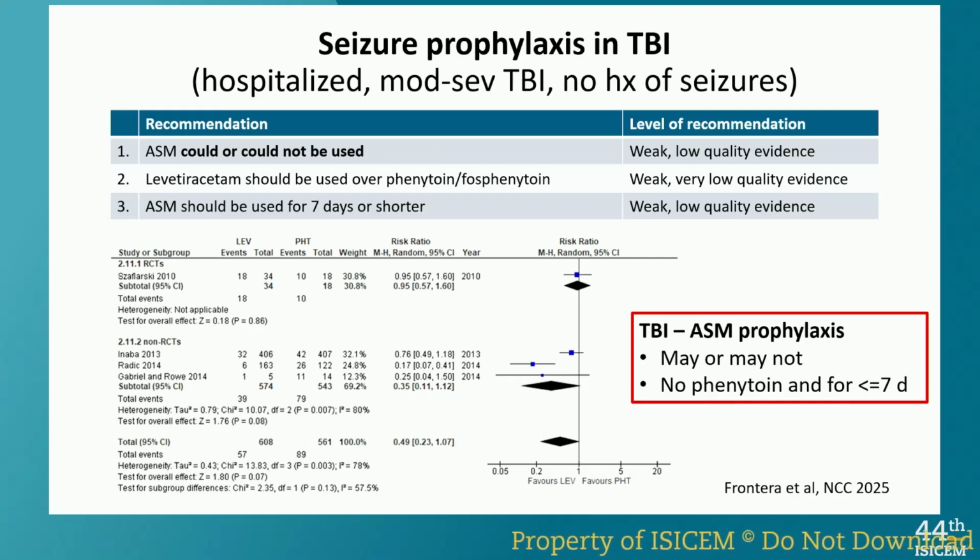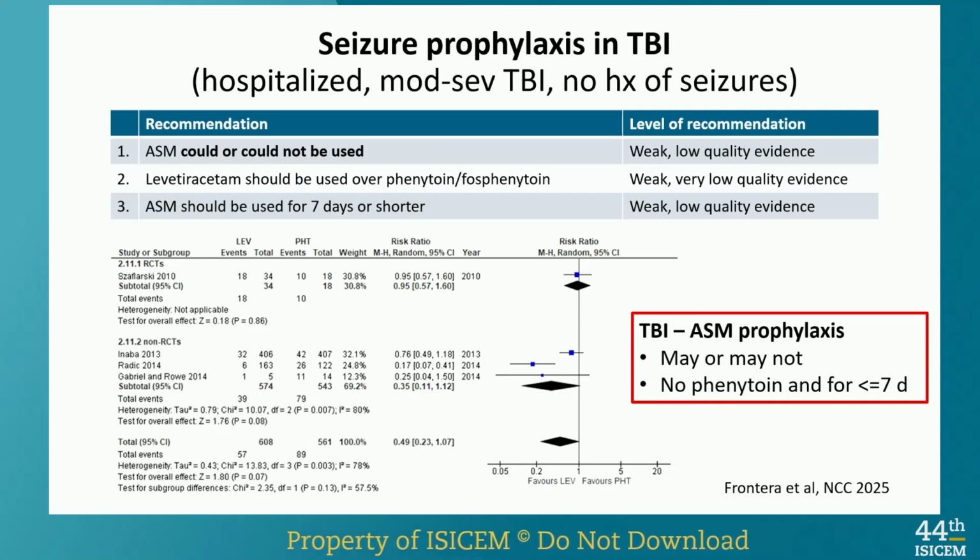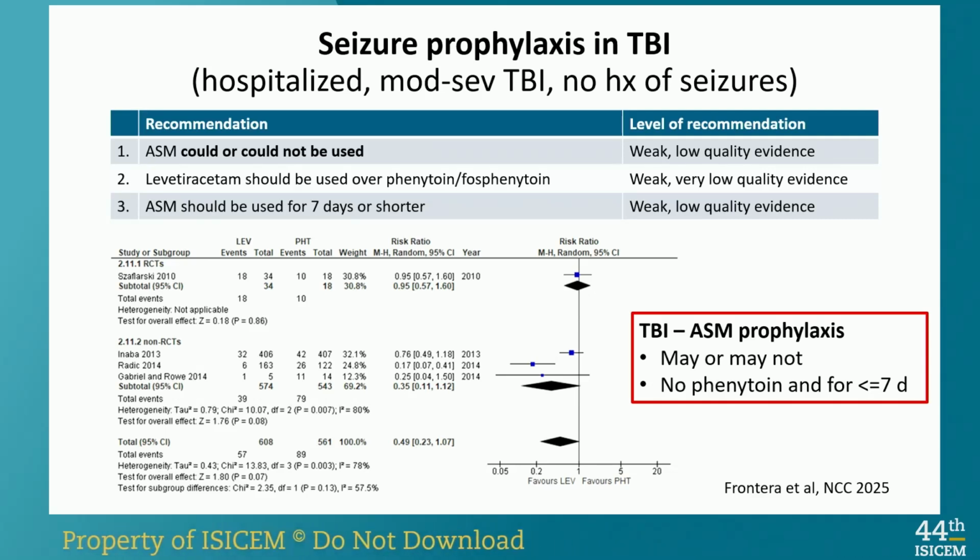In TBI, the landmark study that was done was by Temkin. This was of note in the 1980s, using phenytoin, something that's really hard to imagine nowadays. But they found some effect on prevention of early seizures, in-hospital seizures. No effect on long-term epilepsy outcomes, but an effect on early seizures.